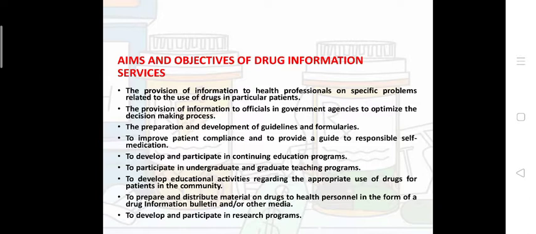Again, they are trying to deliver social welfare programs. Then to prepare and distribute material on drugs in the form of a drug information bulletin or other. This is a very important one. They try to publish a drug information bulletin.